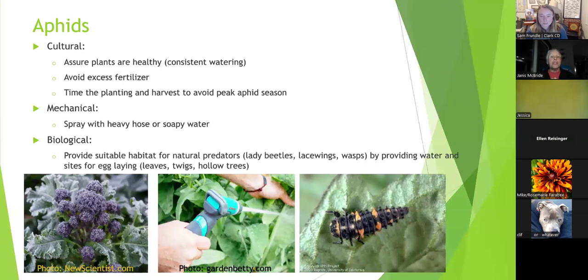Biologically, we want to provide a suitable habitat for some natural predators, right? The lady beetles, what people call ladybugs, lacewings, wasps. Wasps are such a gift to a garden. I know people have an aversion to wasps, but they are a huge gift to the garden. So what we want to do is provide water and sites for egg laying, in other words, leaves and twigs, hollow trees, for those beneficial insects to thrive as well in our garden. They'll take care of the aphids.